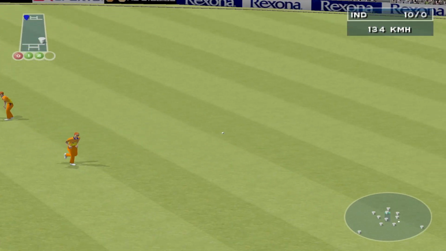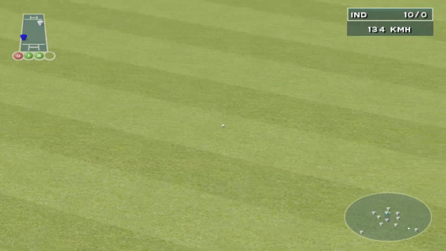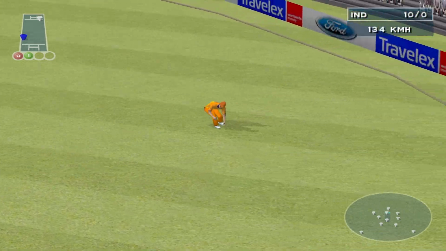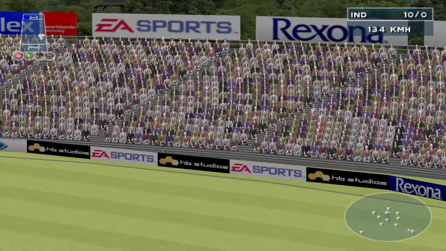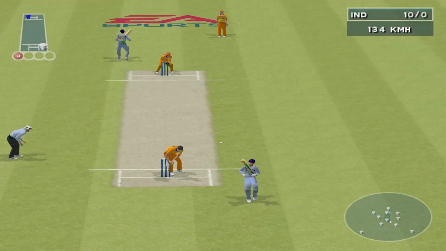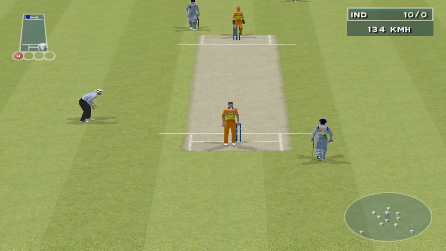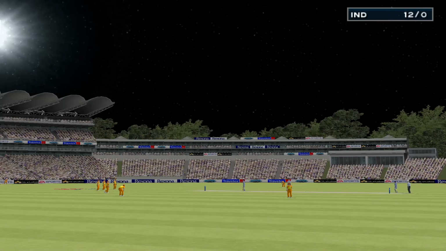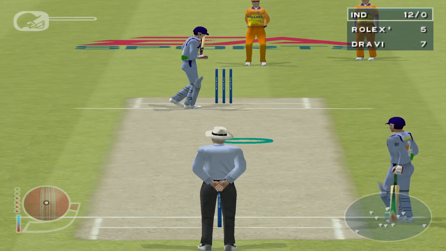Smits is after it. The sweeper picks up. They've turned that into 2. That's good running.